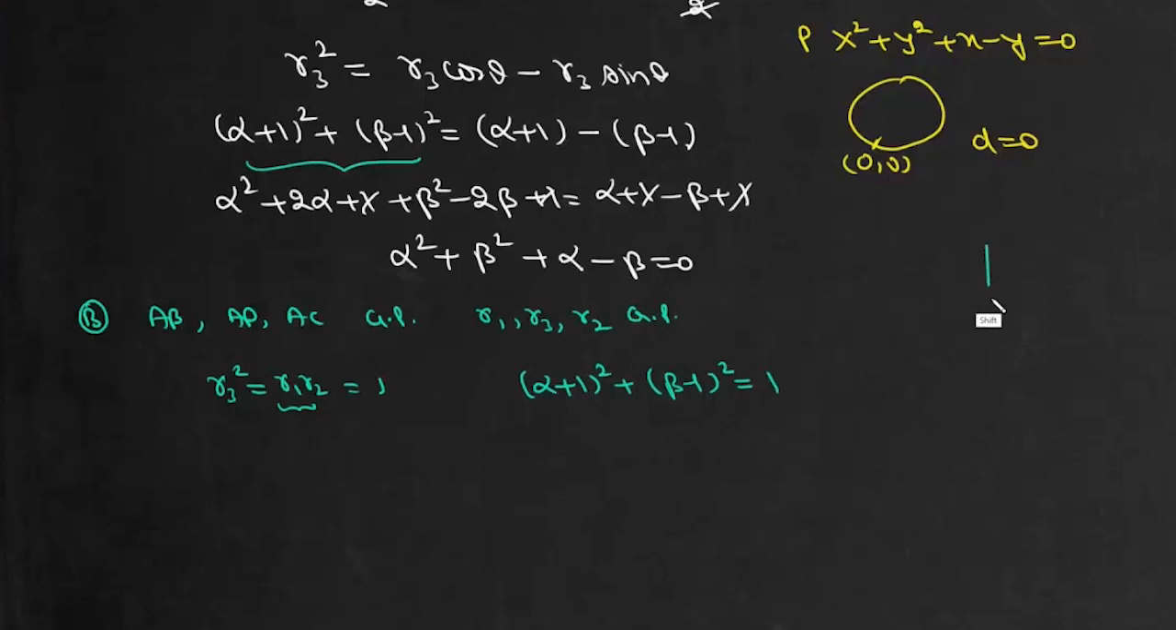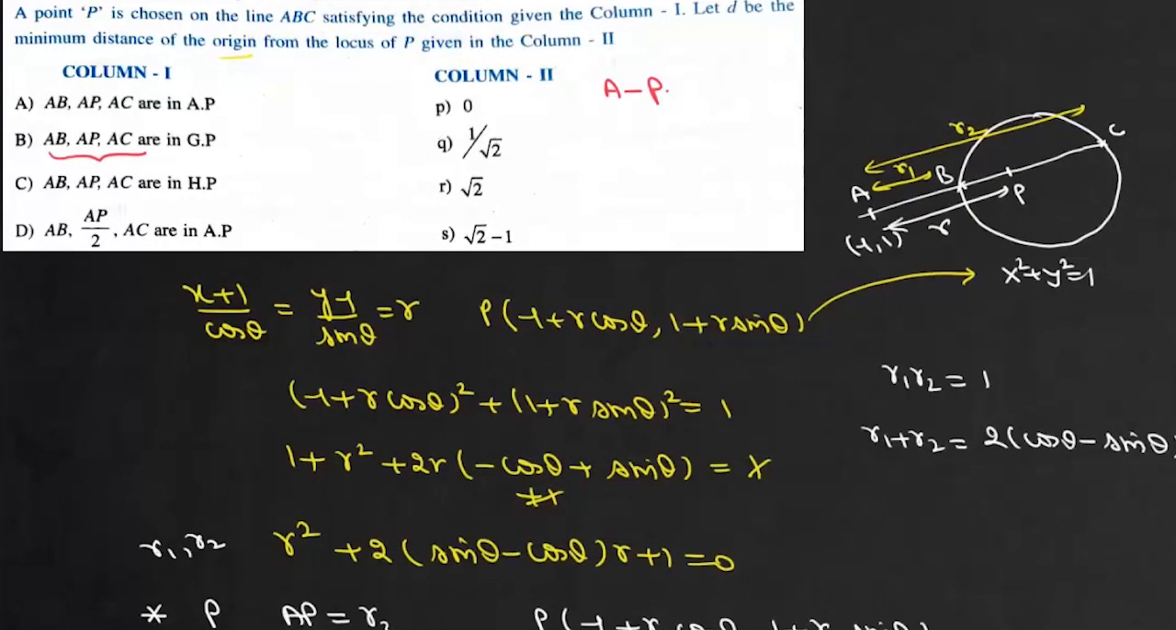Now basically it is a circle whose center is at minus 1, 1 and which touches both the axes. Now we have to find minimum distance from origin. Now distance of center from origin is root 2 and its radius is 1. So this minimum distance is root 2 minus 1. That means this B matches with S.